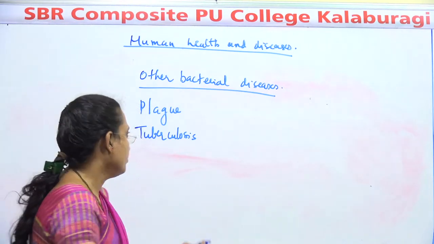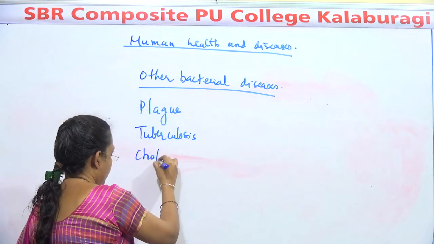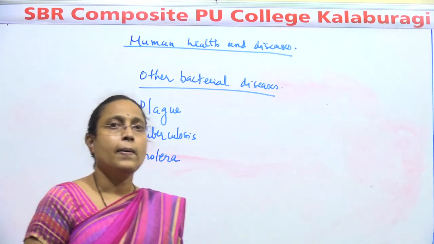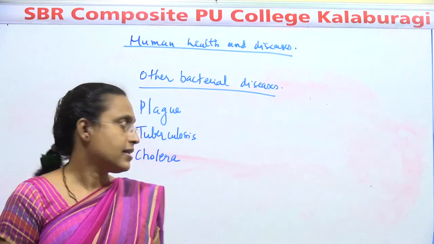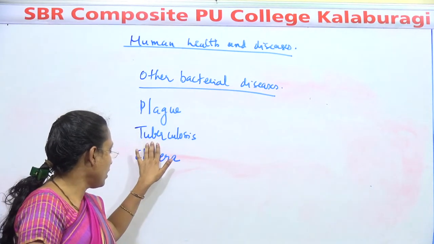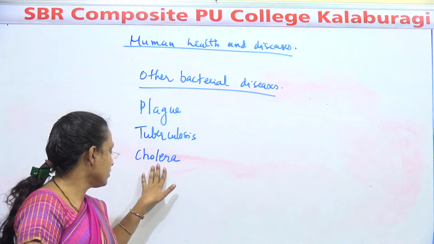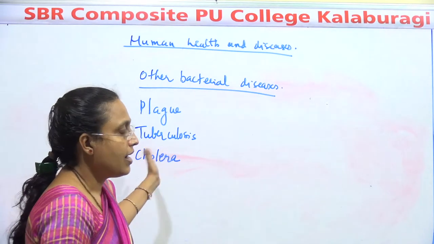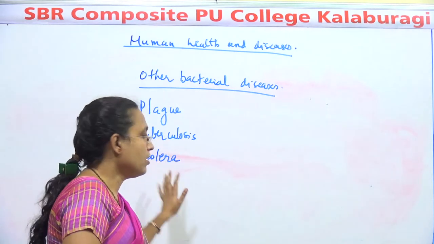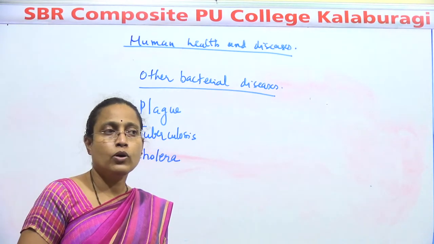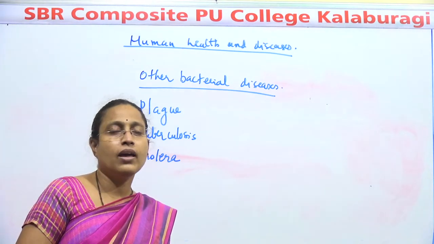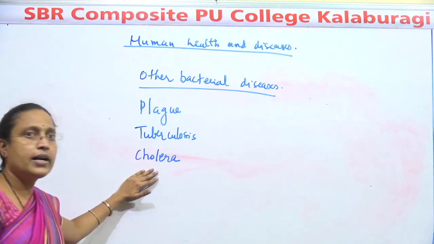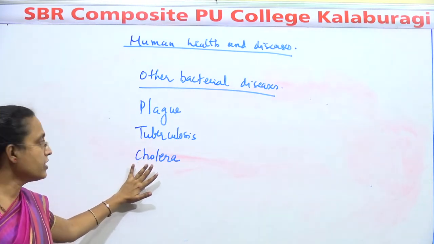Then, cholera. Cholera also is a bacterial disease. Tuberculosis can be transmitted through the air, so transmission can occur here. One more point I wanted to tell is about the common cold. Common cold can spread again through aerosols and objects. Here, cholera spreads through contaminated food and water, like typhoid.